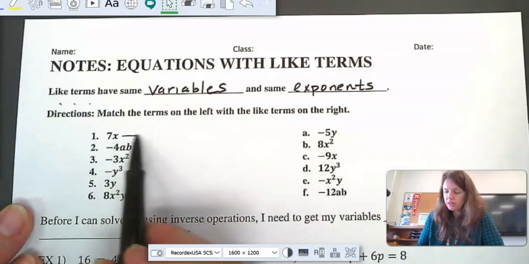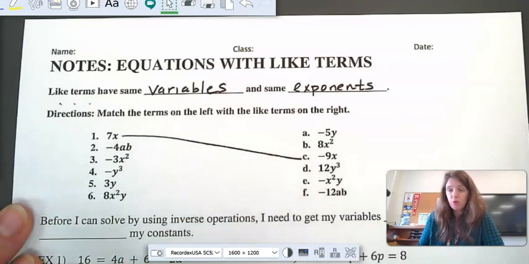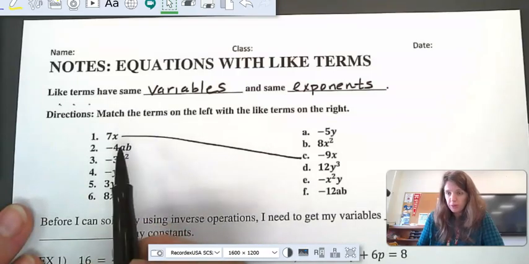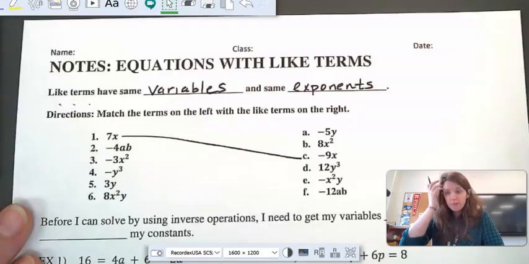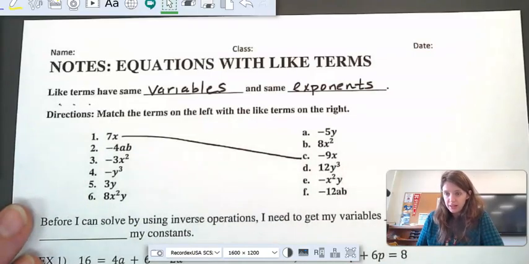If I look at 7x, I go over here, I can say, ooh, negative 9x, because they both have an x. It has nothing to do with the number, right? It has to do with the letter and the exponents. These both do not have an exponent visible, right? We learned that they have an exponent of 1, but technically we don't see the exponent there. So x and x are like terms.